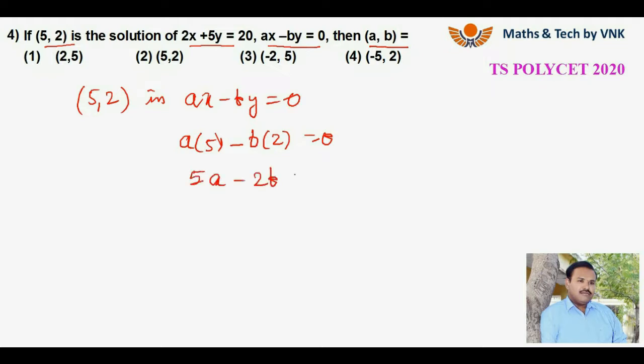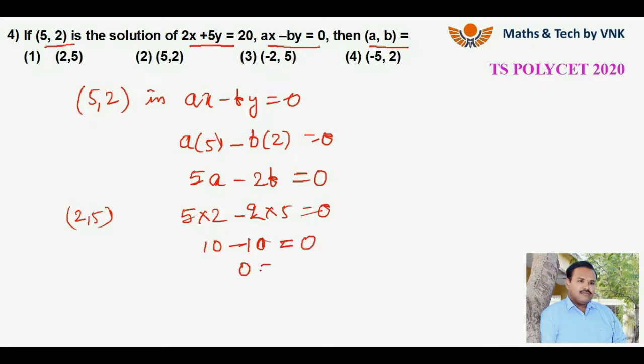Next, మనం ఇక్కడ ఆప్షన్ ని సబ్స్టిట్యూట్ చేస్తూనే ఫైండ్ అవుట్ చేయాలి. సో let us substitute the option 1, 2 comma 5 in the above equation. So 5 into 2 minus 2 into 5 is equal to 0. So this is 10 minus 10 is equal to 0. So 0 is equal to 0. It is satisfied. So option 1 is correct. Remaining options 2, 3, 4 if you substitute చేస్తే, మనం ax minus by that is 5a minus 2b లో substitute చేస్తే wrong వస్తుంది. So only option 1 will be satisfied. So option 1 is correct.